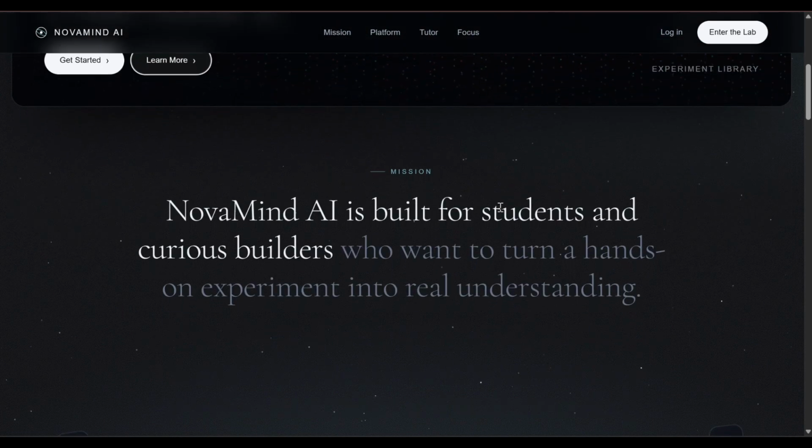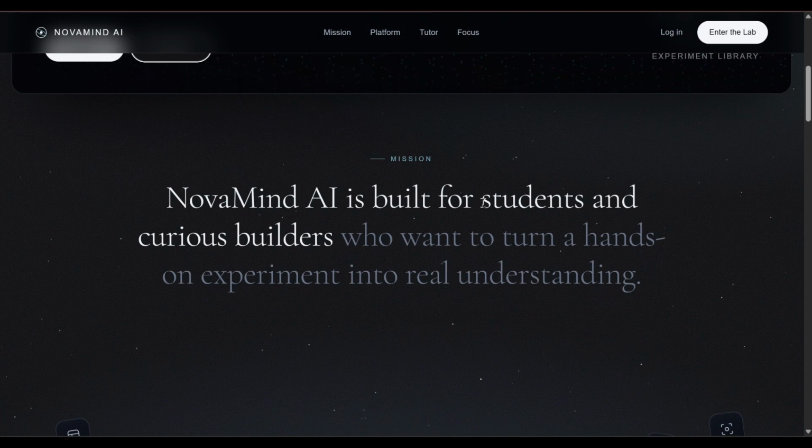Novamind AI solves a real student problem. Students do not need just information. They need an intelligent system that helps them observe, think, and stay focused while they learn. So, Novamind AI is built for students and curious builders who want to turn a hands-on experiment into real understanding.